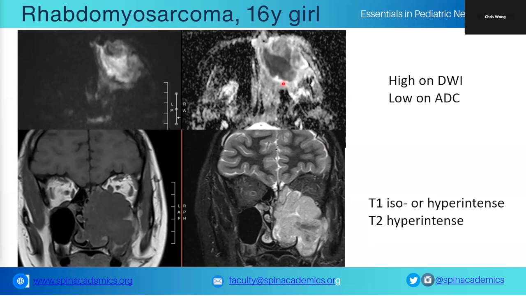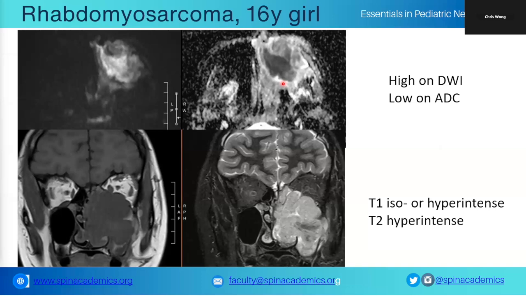If this is a necrotic component of rhabdomyosarcoma, we will expect it to have low signal on the DWI and high signal on the ADC map. And it is quite homogeneous on T1 and T2 sequences unless there is evidence of hemorrhage. So the hallmark for rhabdomyosarcoma is a soft tissue mass with bone destruction and invasion.